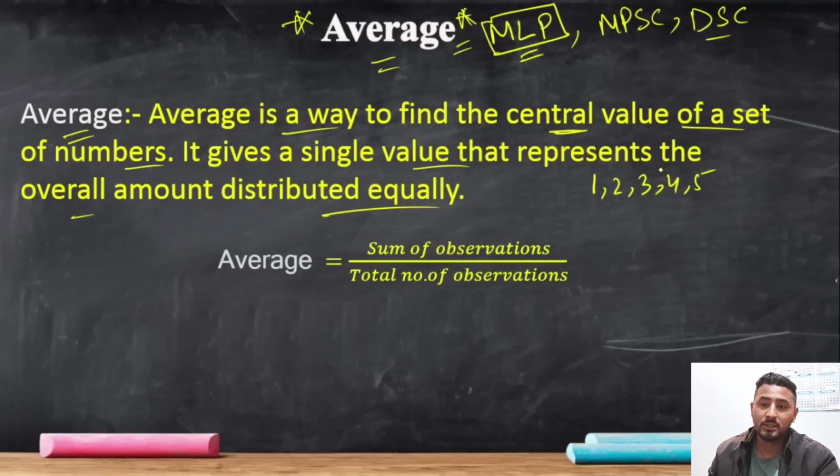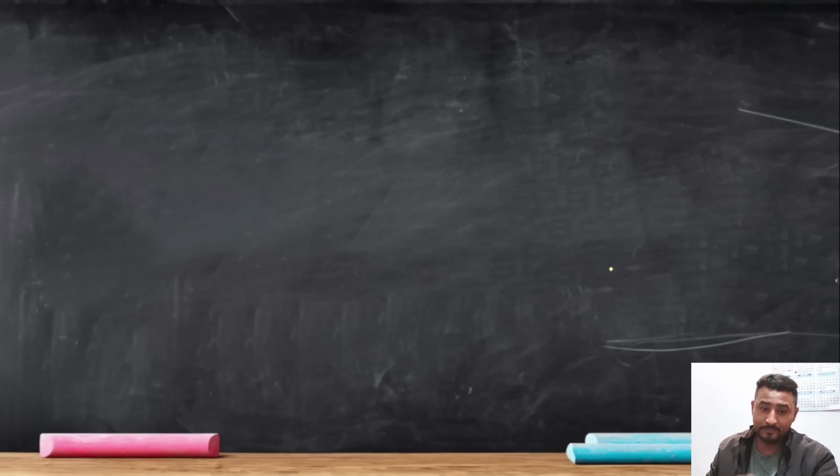Suppose I give you some numbers 1, 2, 3, 4, 5. What will be the average of these numbers? To find it, we take the central value. From here we can make out it is 3, because it is the central value. But if different numbers are given, how will we do it? In that case, we will use this formula: average is equal to sum of observations divided by total number of observations. Now I'll tell you what these are. Let us see in the next page.